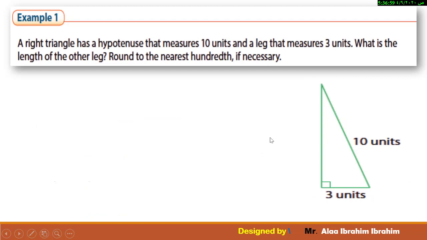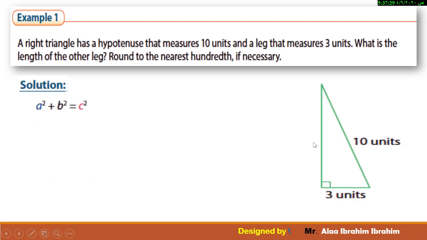So we're going to the first example. I need to find the other leg. The other leg is joining with the right angle. So we have the right angle here, this side means leg. We have to know this, whether we have to make plus or minus. So let's write the general formula: a power 2 plus b power 2 equals c power 2.